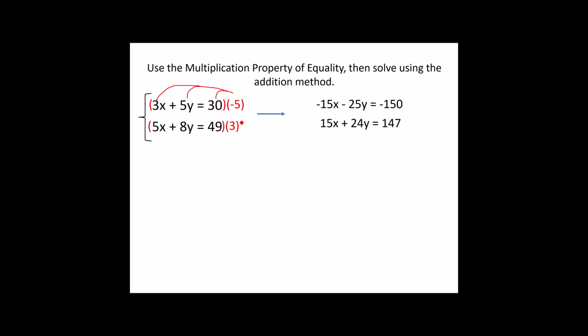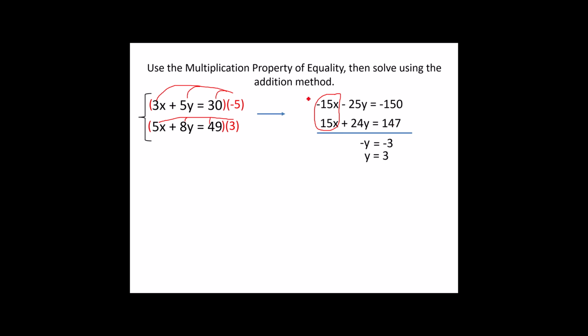The second equation becomes 15 plus 24y equals 147. Notice -15 and +15 are opposites of one another. That means they're going to go away. -25y plus 24y makes -y equals -150 plus 147 is -3, making y a 3.